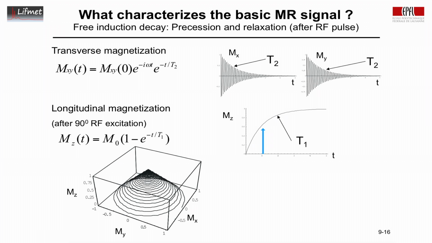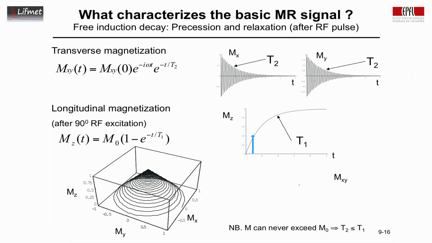Now, if we look at the transverse component, Mxy, I'll here not distinguish between x and y, I'll just take this as the transverse component. Then this component decays while the z component increases. Of course, Mxy precesses depending on the choice of our rotating reference frame.